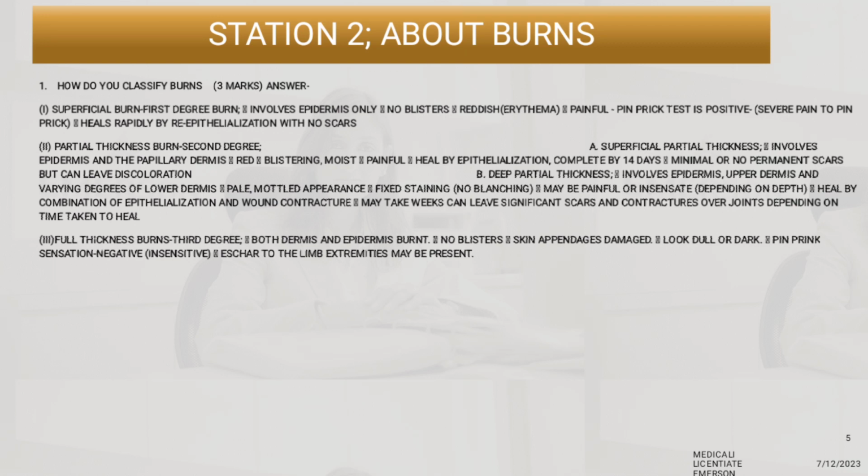Then we have the last classification, full thickness burns, which are third degree burns, where both the dermis and epidermis are burnt. There are no blisters, and skin appendages are burnt or damaged. It looks dull or dark. Then the pinprick sensation is negative. Then pressure sensation to the limb may be present. That's the classification of burns: superficial burns, partial thickness burns, and full thickness burns.